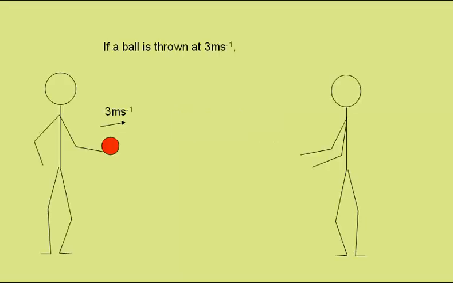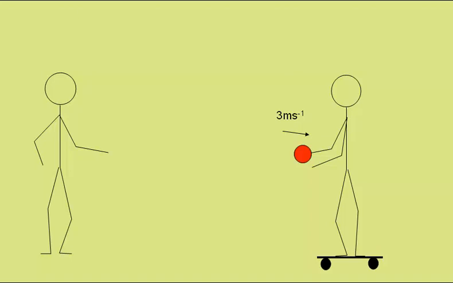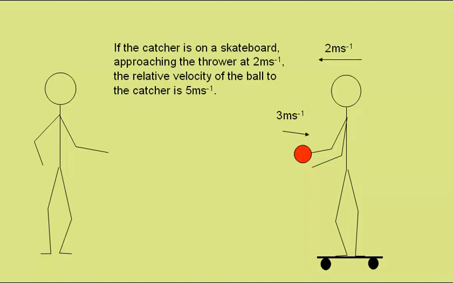Relativity. If a ball is thrown from one stationary person to another at 3 meters per second, it will arrive at 3 meters per second, ignoring gravity and air resistance, of course. Here we have the person throwing stationary and the person catching on a skateboard approaching at 2 meters per second. If the catcher is on a skateboard approaching the thrower at 2 meters per second, the relative velocity of the ball to the catcher will be 5 meters per second.